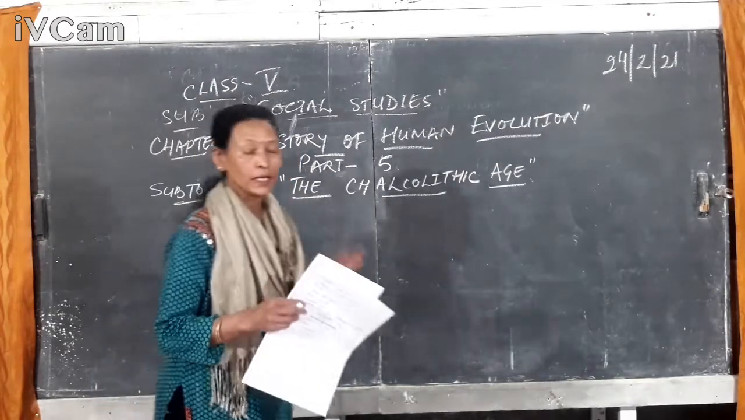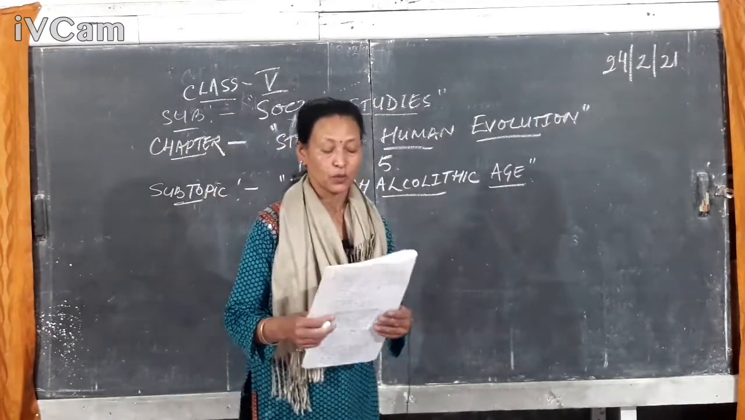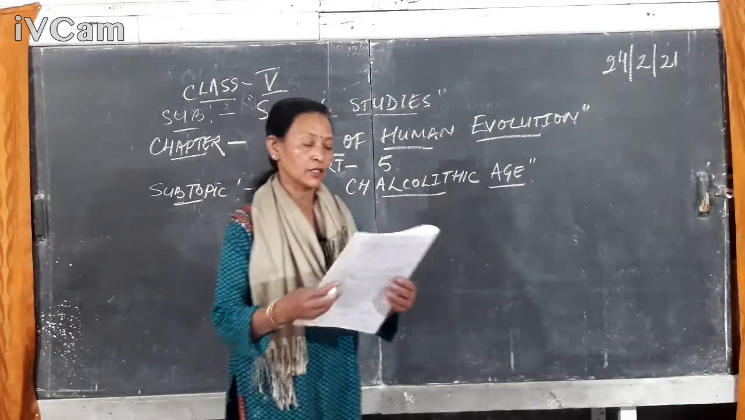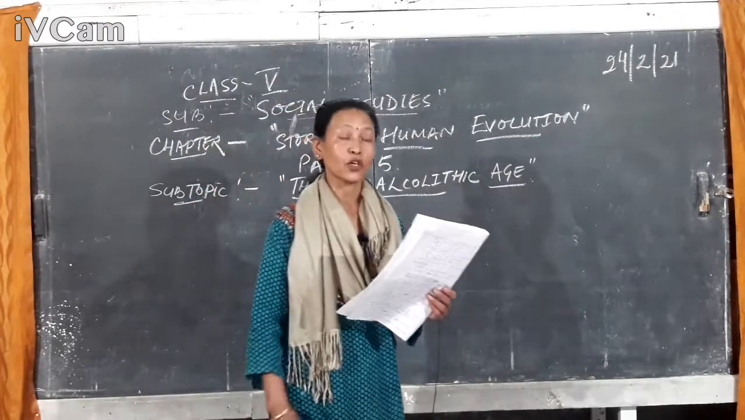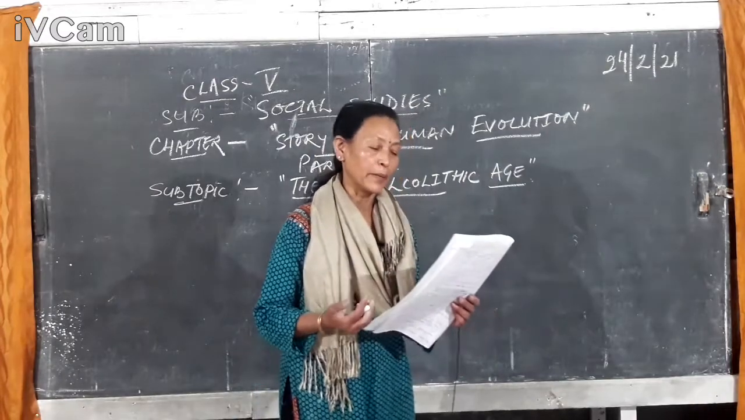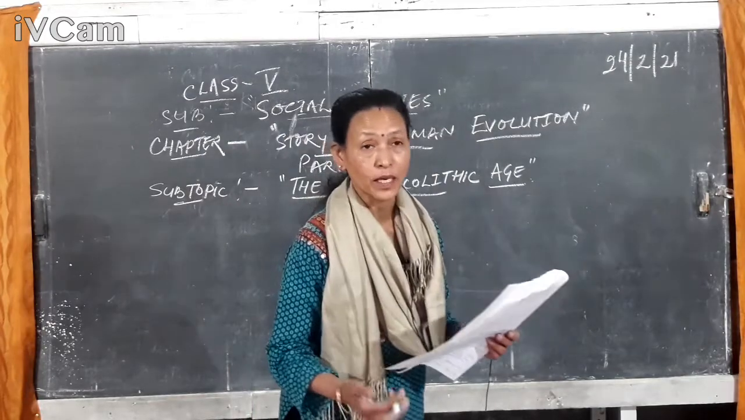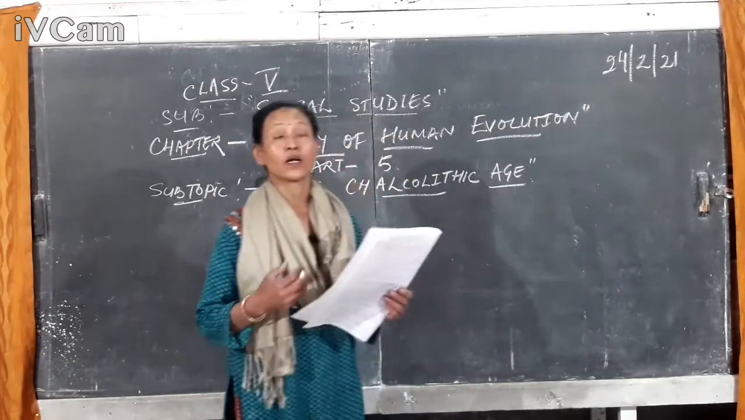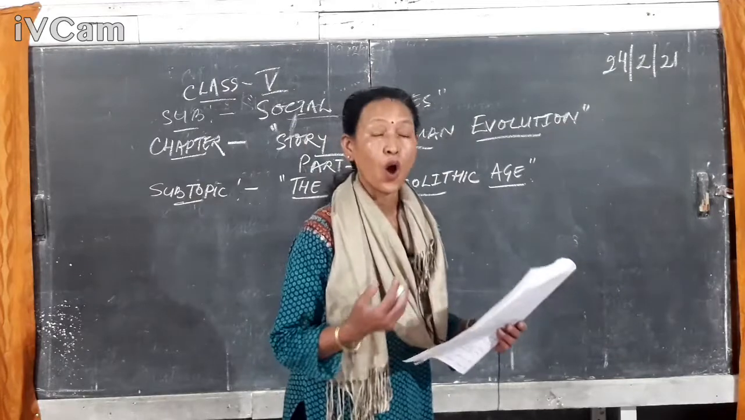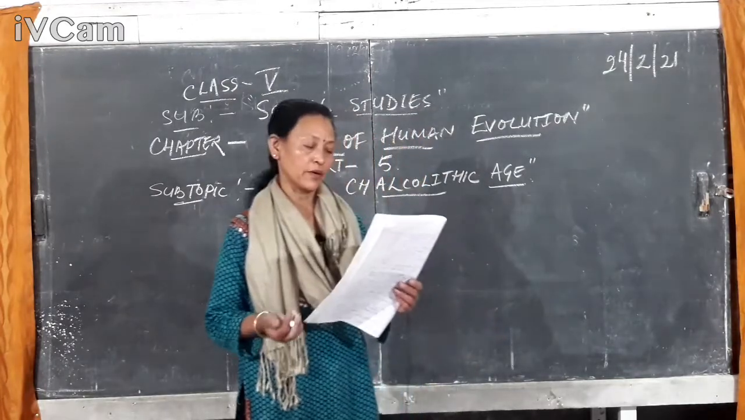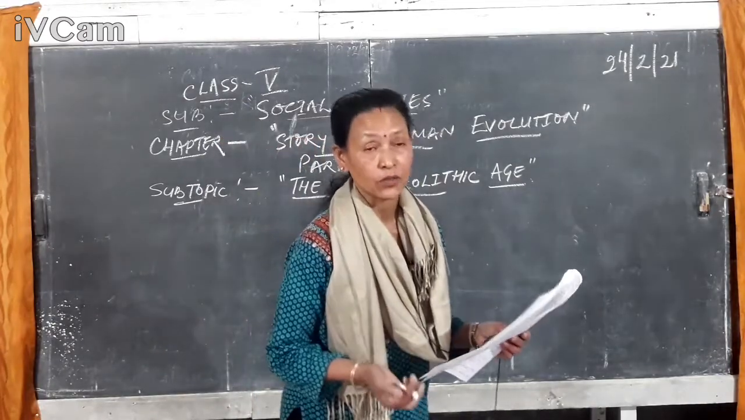Now, today we have completed the chapter, and we'll move on to the exercise work in the next class. Before we conclude, let's recap once. We learned the meaning of the Chalcolithic age, how hunting and farming were practiced during this period, what cereal crops were grown, what domestic animals were tamed and kept at home, and the ornaments used during that period.